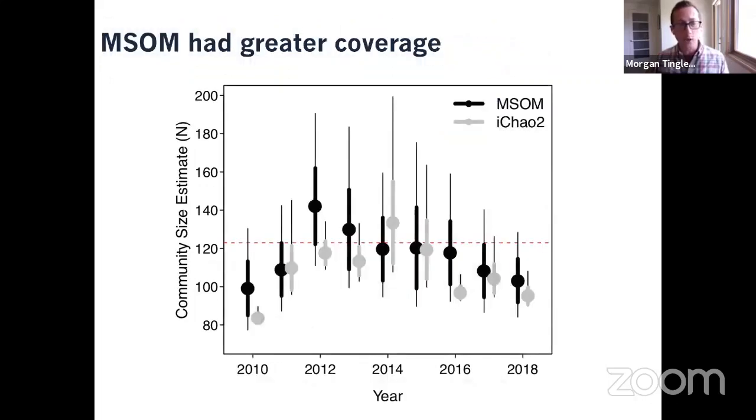If we break that down by actual year, you can see that the multi-species occupancy models and the iChao2 estimates end up diverging a fair amount. If we look at coverage, we can see that the 95% credible intervals, which are the thin bars, actually reach the true community size in all 9 years. You don't have that same coverage probability with iChao2; for instance, in 2010, 2016, and 2018, it does not actually reach the true community size. In many cases, the multi-species occupancy model's 50% credible interval even overlaps with the true estimate of 123 species.